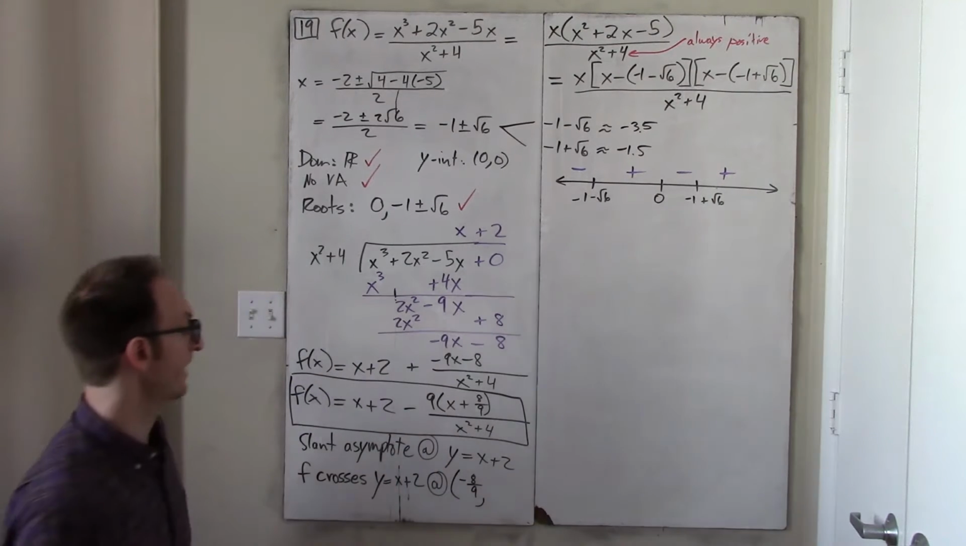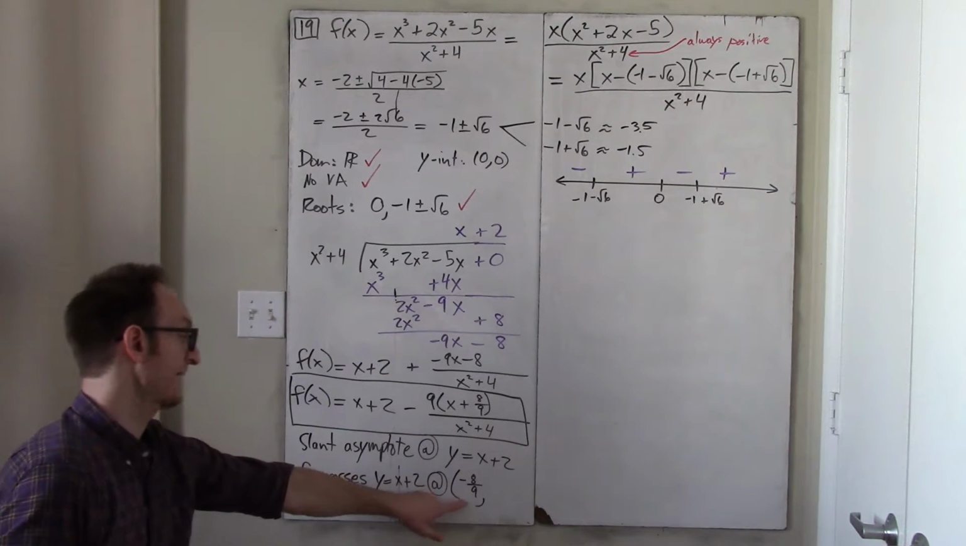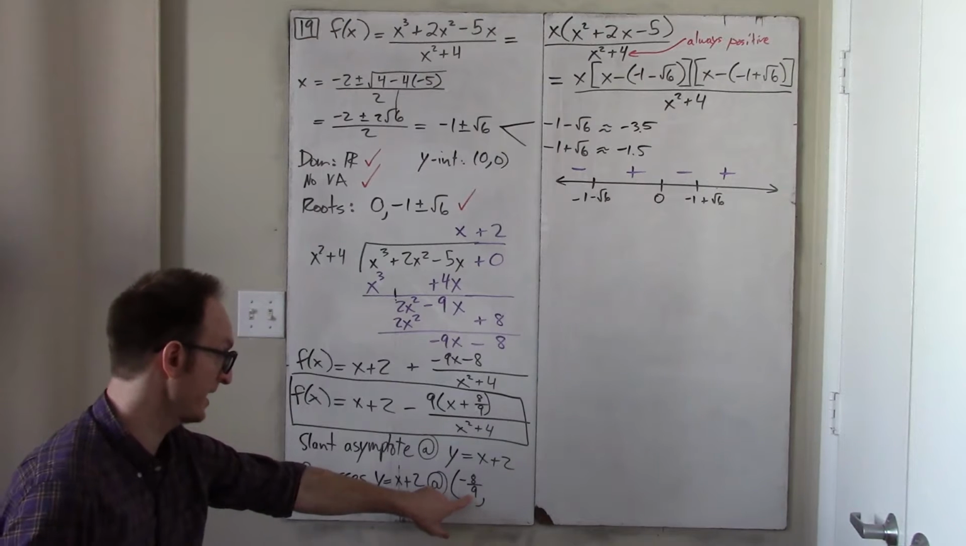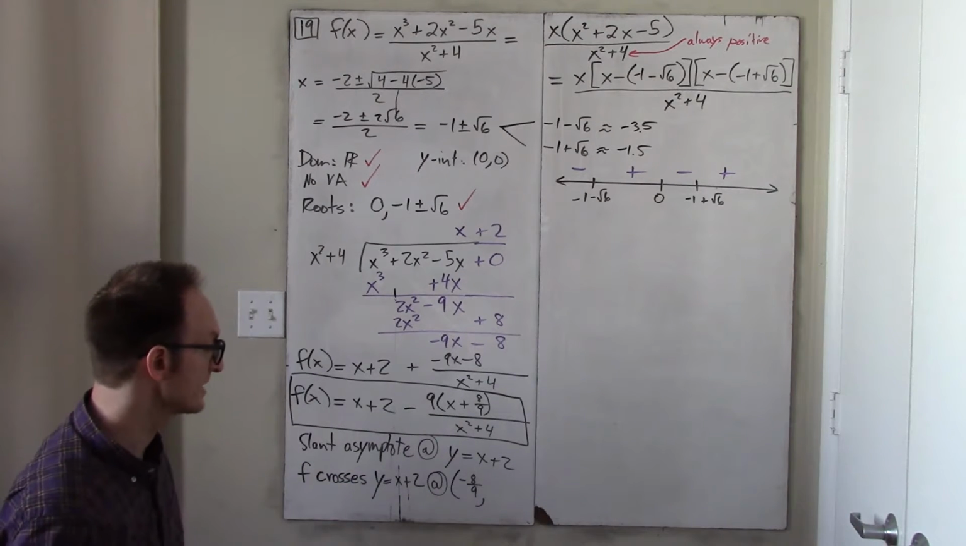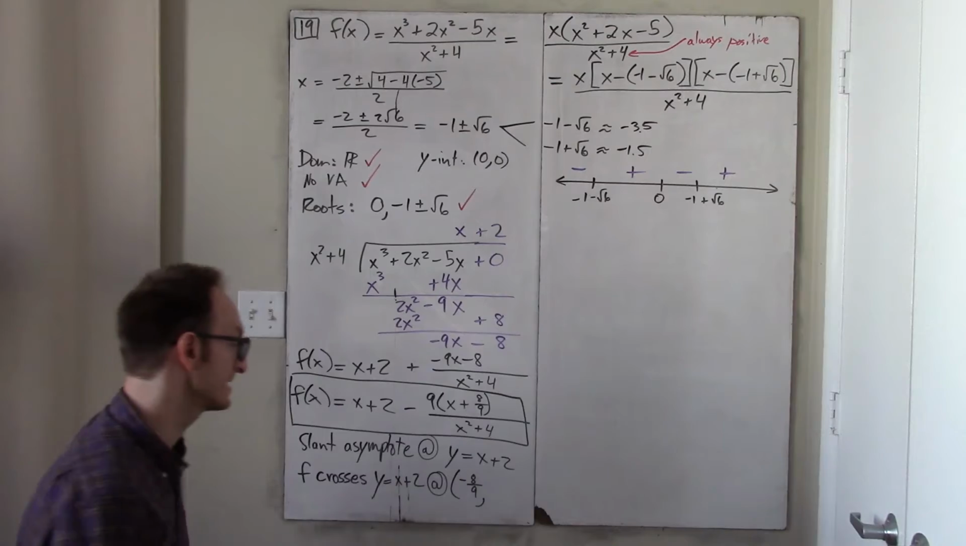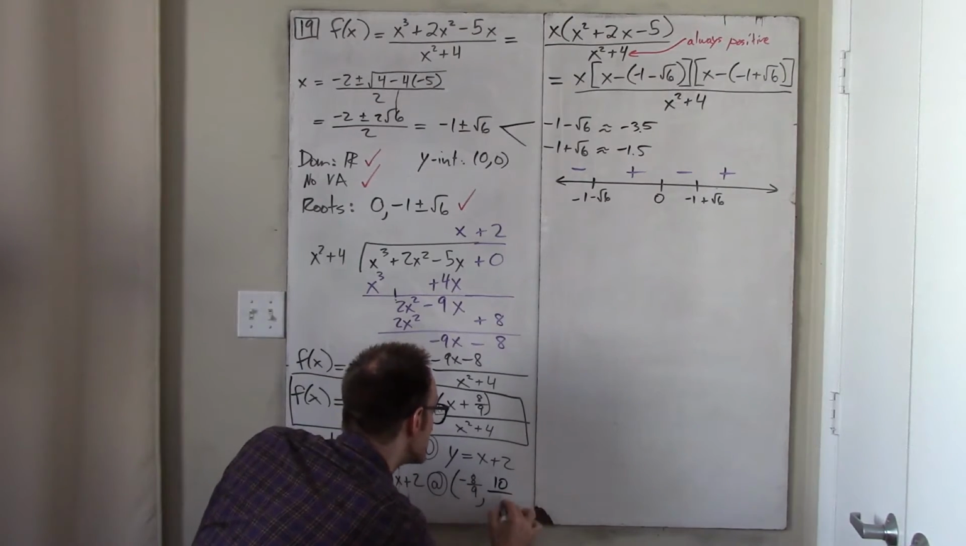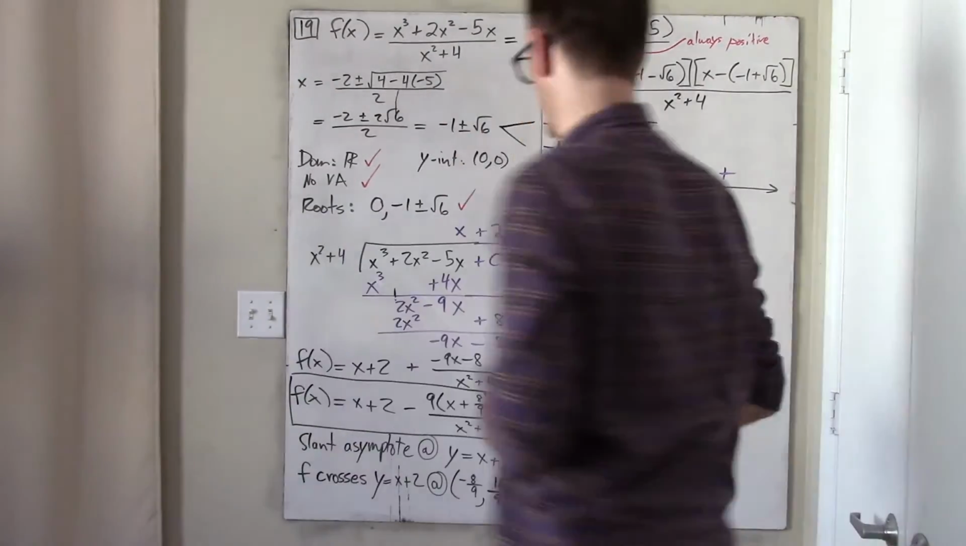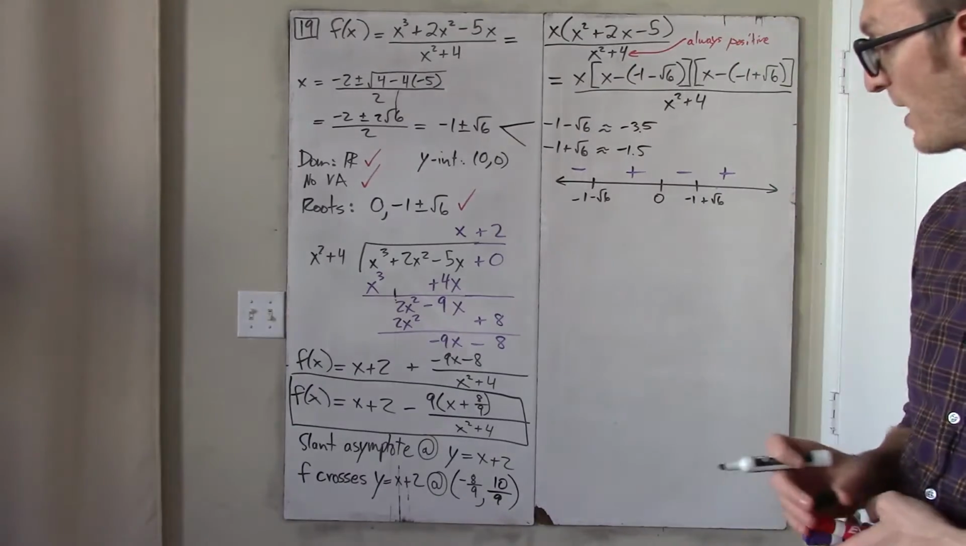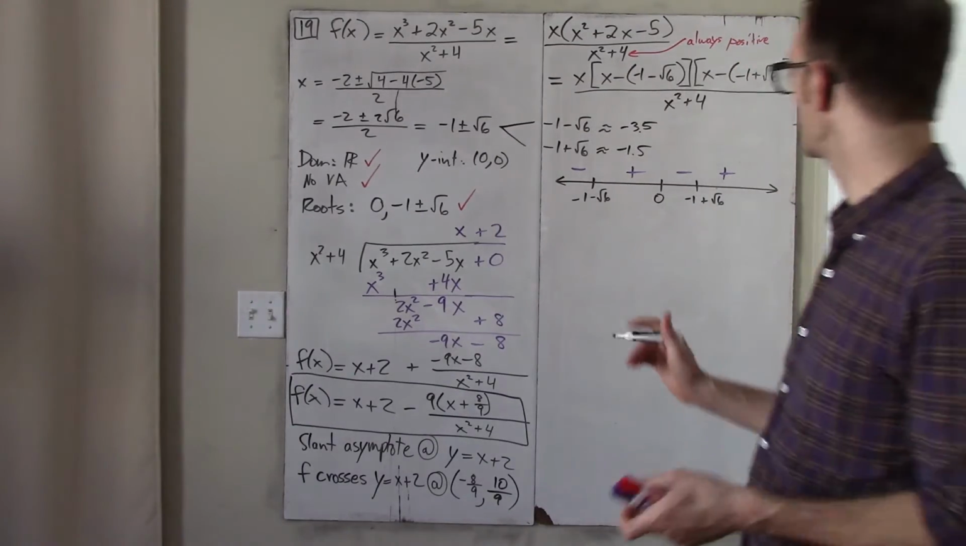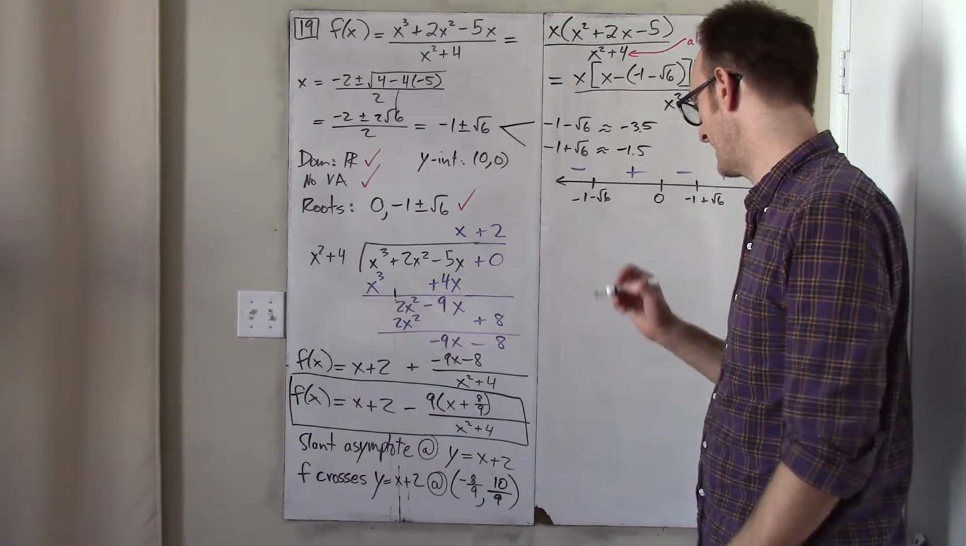And by the way, when x is negative 8/9, what is 2 more than negative 8/9? Well, I just add 2, which is 18/9, and so I get 10/9. And so that is the point at which this function is going to cross that line y equals x plus 2. Okay, now it's just a matter of graphing it.